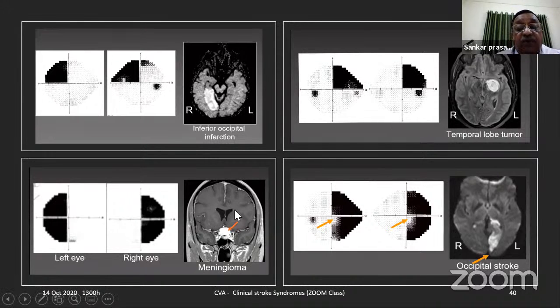If you have a problem in the pituitary region, suprasellar region, you get a bitemporal hemianopia. If you get an occipital stroke, the macular area, which has a huge representation and bilateral supply, is not usually involved. So you get a macular sparing hemianopia, and that is a characteristic of occipital infarct.